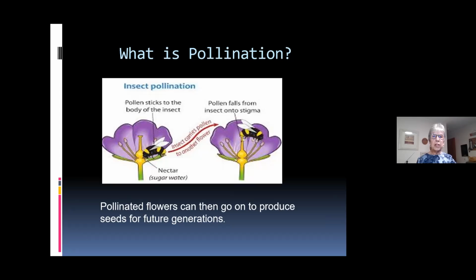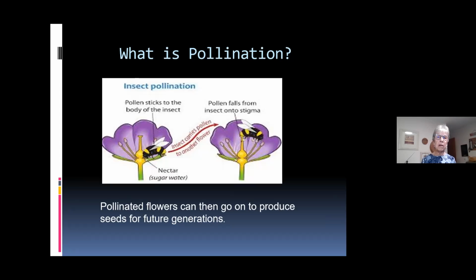So a little biology lesson of what pollination is. A flower, in order to go on and produce seeds, needs to have pollen taken from one flower and moved to another flower. And that's where your insects, bees, come in. They do that very nicely.